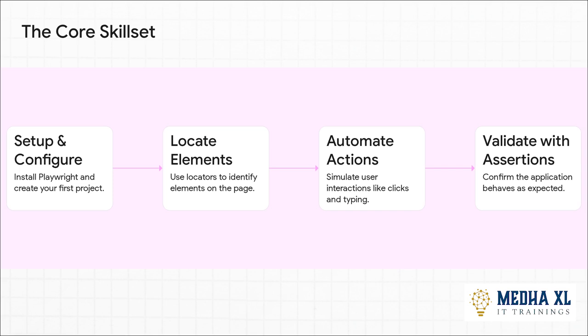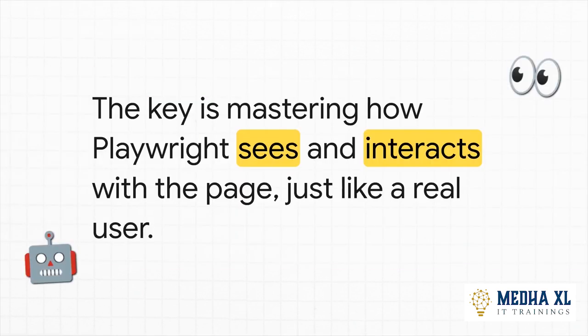Buttons, forms, links. Once it can find things, you tell it what to do with them. Click this, type that. And finally, the most important part, you verify that the app did what you expected it to do. And honestly, that's the whole secret right there. If you can master how Playwright sees the page and interacts with it just like a real person would, you've unlocked the core of web automation. Everything else builds on that.